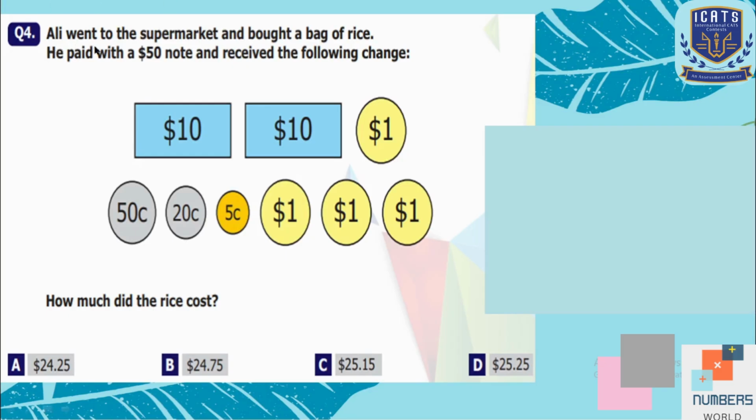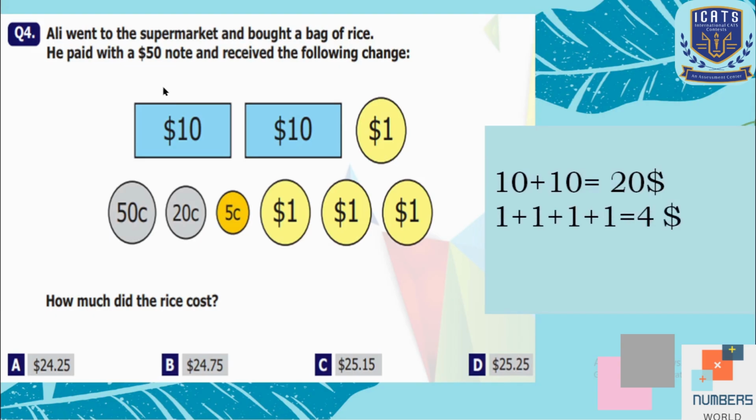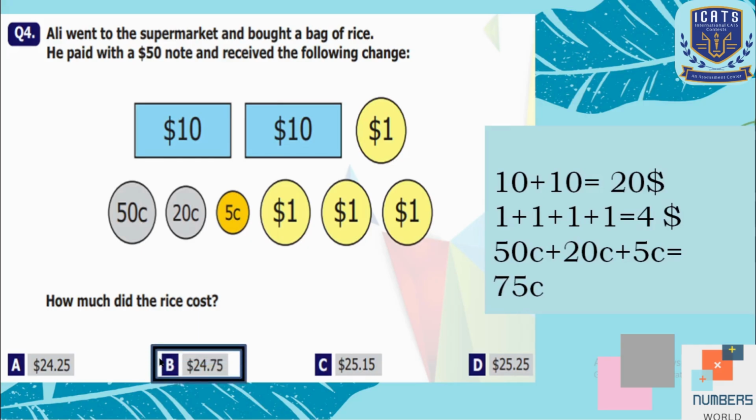Question number 4. Ali went to the supermarket and bought a bag of rice. He paid with a $50 note and received the following change. How much did the rice cost? First of all, we are going to add the dollars. 10 plus 10, $20. And then there are 4 coins of $1, which is equal to $4. And then we are going to add cents. Cents are less than dollars, so we are going to add them separately. So 50 plus 20 plus 5 is equal to 75 cents. Cents come after the decimal. 20 plus 4 is equal to $24 and 75 cents. So the answer is B, which is 24.75.